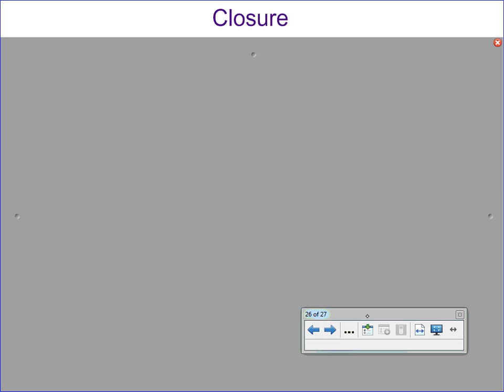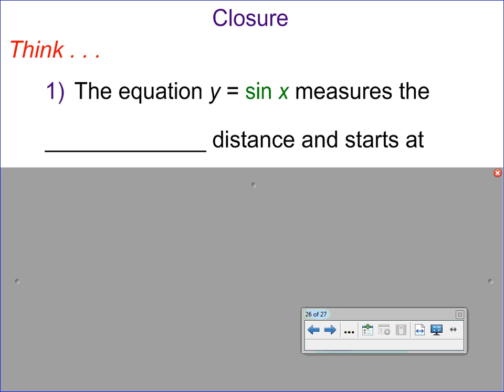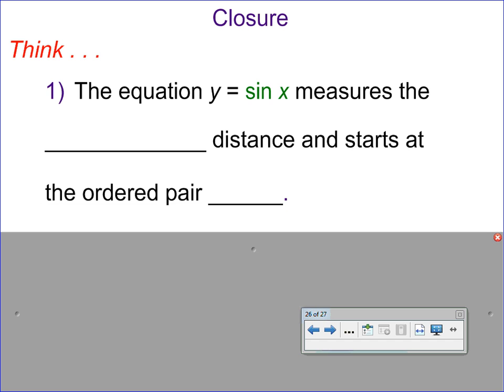So that's pretty sweet. All right, let's close up our discussion today. You guys are doing great. We're going to fill in the blank today. So for our closure today, we're going to fill in the blank, and then we'll have a little bit of work time. So the equation y equals sine of x measures the blank distance and starts at the ordered pair blank comma blank. So we're going to use an ordered pair x comma y to complete the sentence, and we're going to think about it in our chart which the sine function came from.